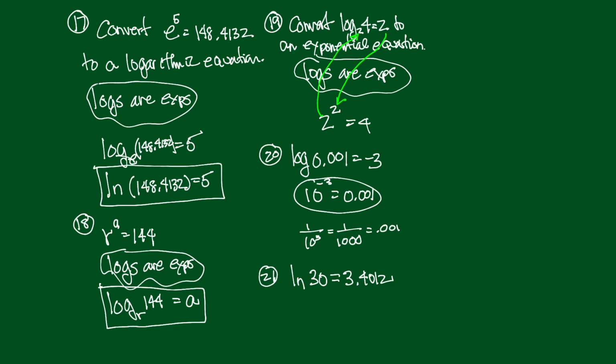Now in 21, we're going to convert this logarithmic statement into an exponential equation. It happens to be a natural log, but that's good. Natural log of 30 is this number here. Logarithms are exponents. There's the exponent, and exponents go on bases. What's the base? Well, the base of the natural logarithm is e. So this is going to be e to the 3.4012 is equal to 30. Now this is all approximate because this really goes on forever. So this is a good approximation.